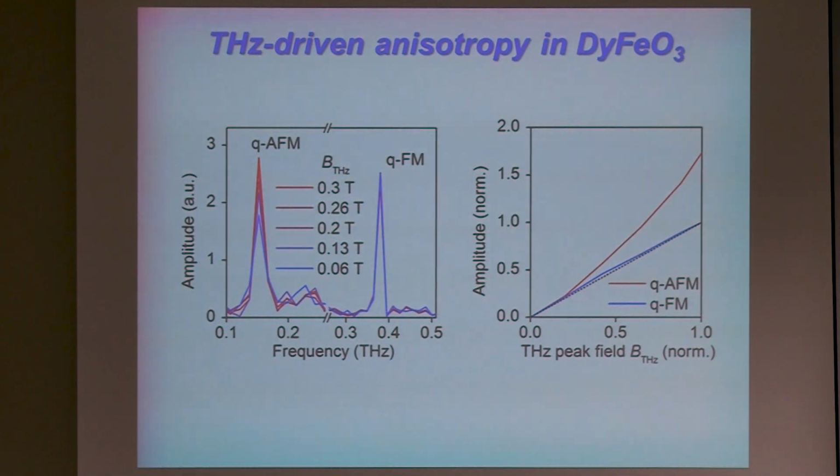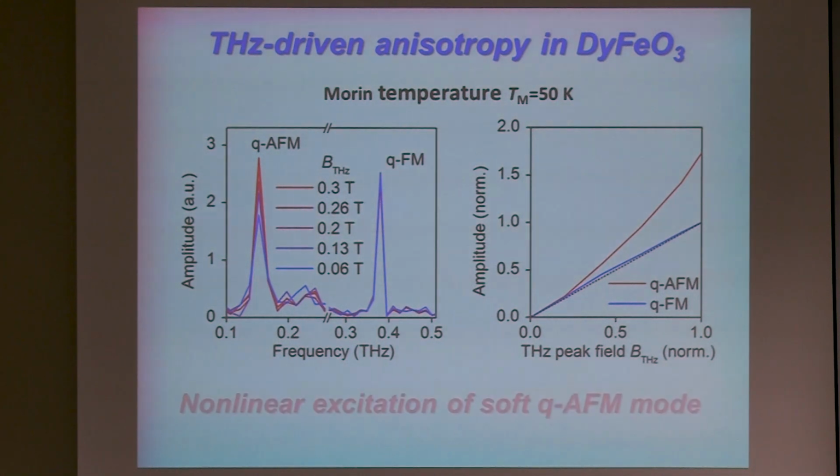We also tested that this effect is present in other materials such as dysprosium ferrite. Here, there is a slightly different phase transition around 50 Kelvin, when the magnetic structure changes from the purely antiparallel to a canted state. And it is another quasi-antiferromagnetic mode which is the soft mode in this case. And not surprisingly, we observe nonlinear excitation of this other soft mode around 50 Kelvin. So the effect seems to be rather general.